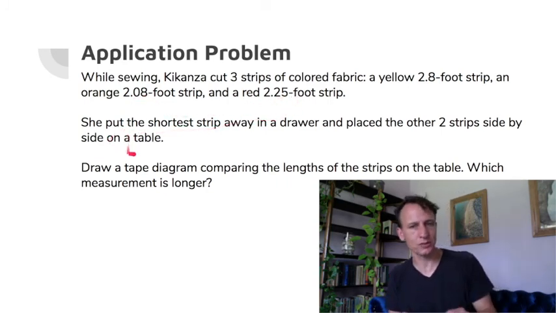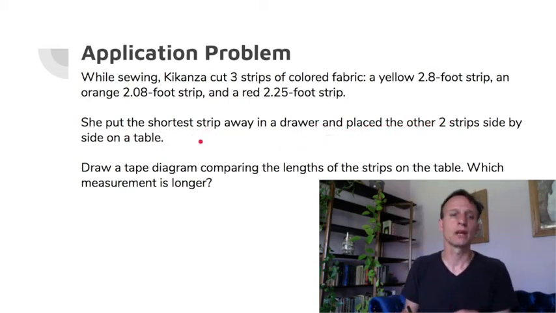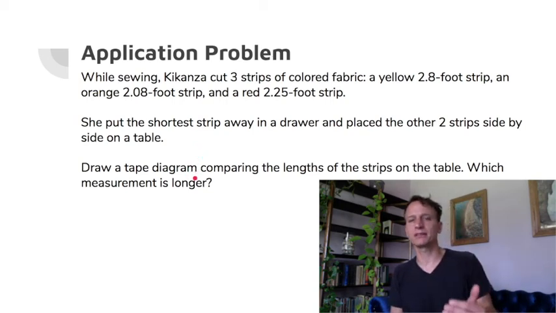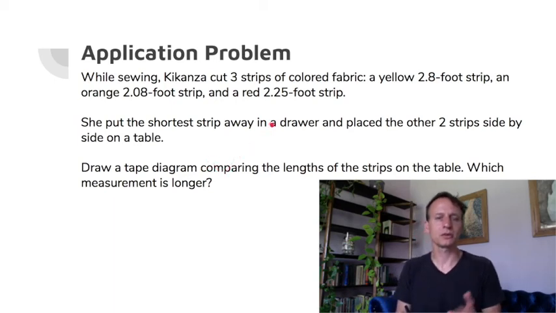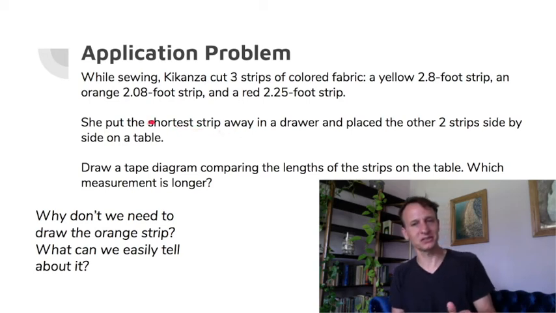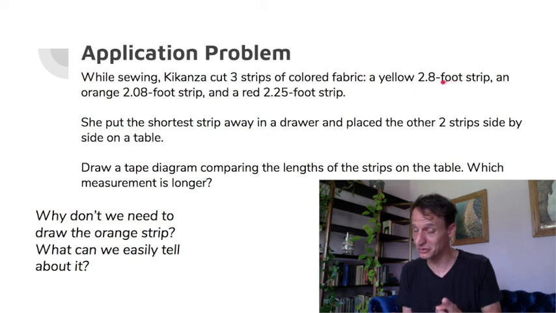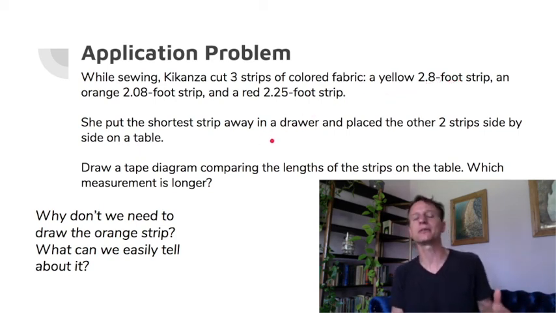She put the shortest strip away in a drawer and placed the other 2 strips side by side on the table. So let's draw a tape diagram comparing the lengths of the strips on the table and determine which measurement is longer. Okay, so now, when I go to draw though, I am not going to draw the orange strip. Why? All right, she put it in the drawer. It's gone, it's off the table. So the orange strip is 2 and 8 hundredths, which is less than 2 and 25 hundredths, and 2 and 80 hundredths, which we just determined. And so that's the one that goes into the drawer, the orange one.